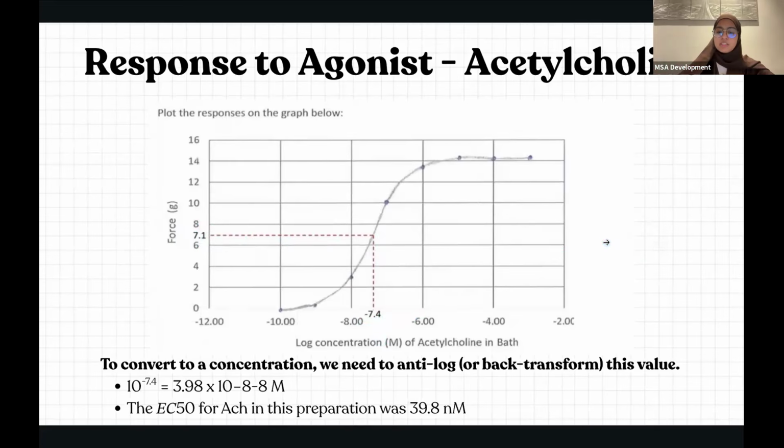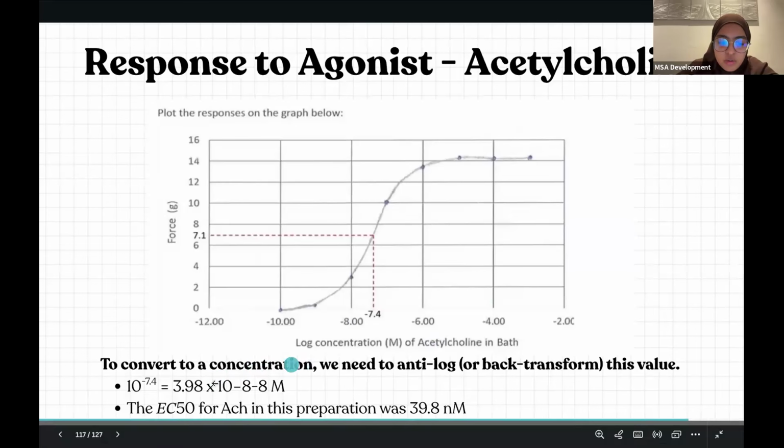Now we convert this to anti-log, which the only thing you have to do is just put 10 to the power of negative 7.4, and then you get the concentration in M. So this is the EC50 for acetylcholine.